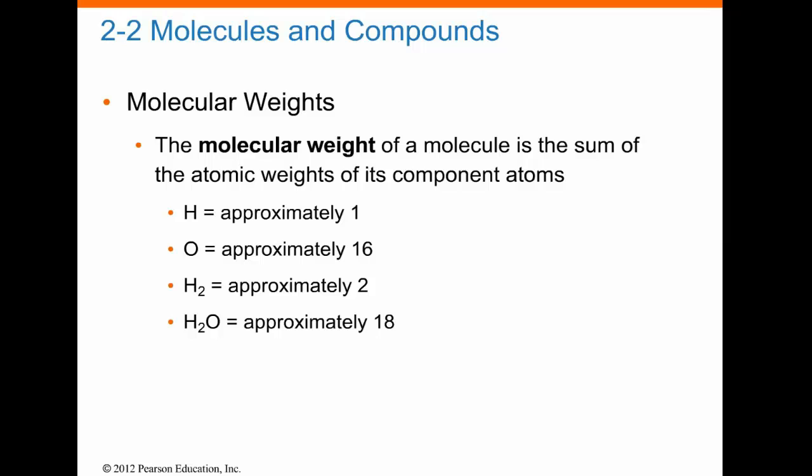Now, molecular weights. The molecular weight of a molecule is the sum of the atomic weights of its component atoms. So hydrogen has approximately 1, oxygen has approximately 16. 2 atoms of hydrogen have approximately 2. So together, if we add the oxygen and 2 hydrogen together, we get approximately 18 being its molecular weight.